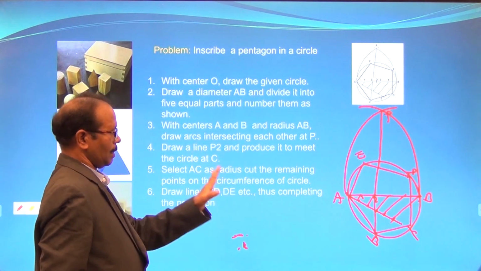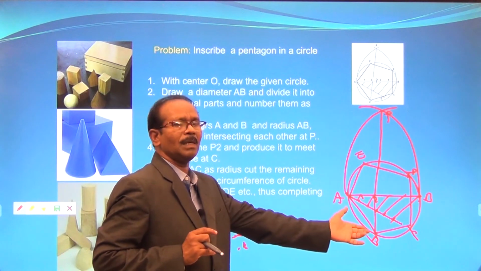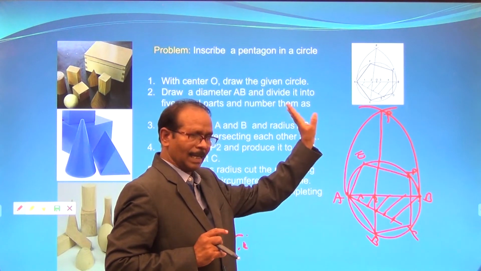Adopt the same procedure for this problem. Divide this into 6 equal parts, and we can get the hexagon.